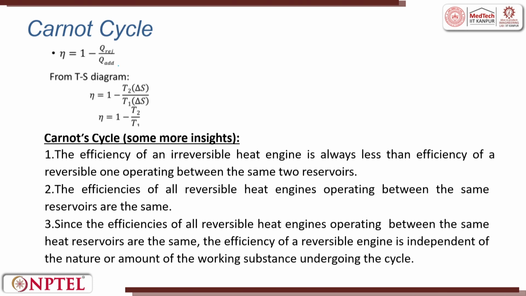When we go from the TS diagram, it is going to be 1 minus T2 into delta S, where S is entropy, divided by T1 into delta S. So, the efficiency is equal to 1 minus T2 by T1. The Carnot cycle gives you a little more insight: the efficiency of an irreversible heat engine is always less than that of a reversible engine.